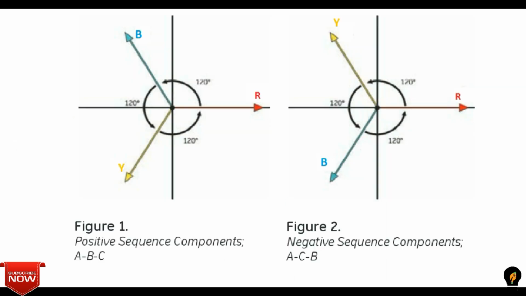Positive phase sequence indicates three equal phasors which are 120 degrees apart and has the same phase sequence as the original signal, which is R Y B. But in negative phase sequence, the sequence is reversed, which is R B Y. So this is the basic difference of a negative and positive phase sequence component.